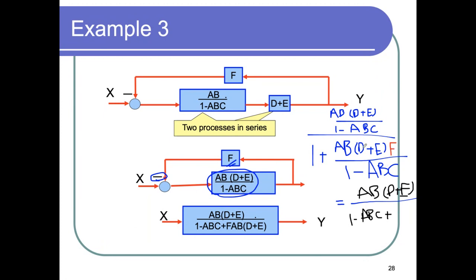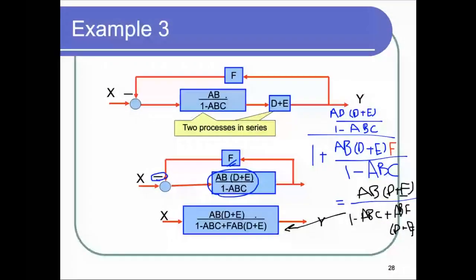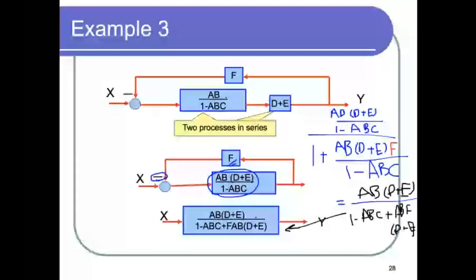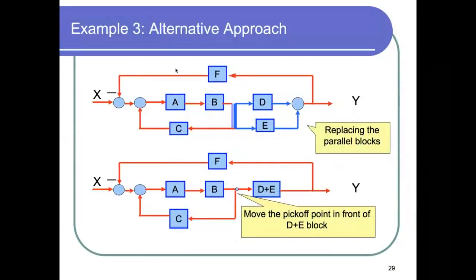So what is the path gain? It is AB, D plus E, over 1 minus ABC, whole, plus, because I have a negative sign here, the same thing, this term multiplied by F. So it is AB, D plus E, multiplied by F. Let me use a different color for F.